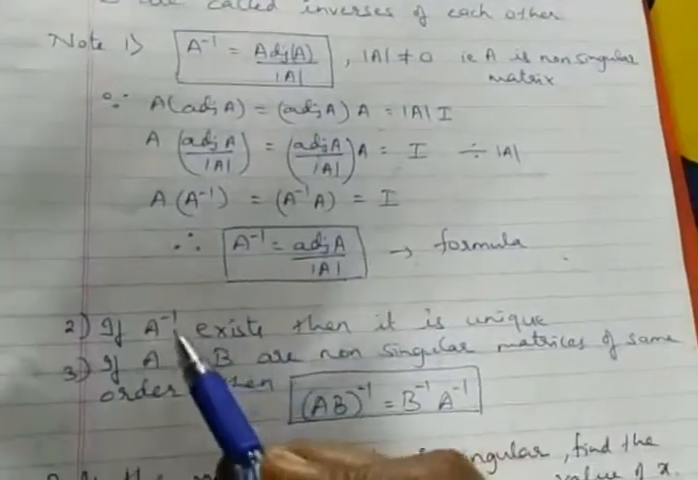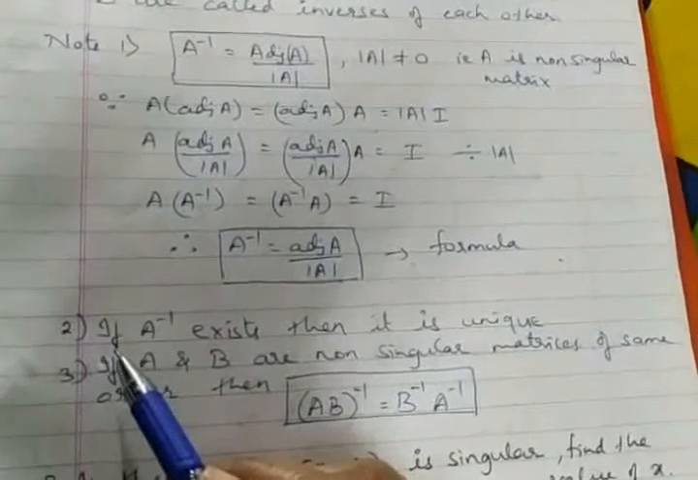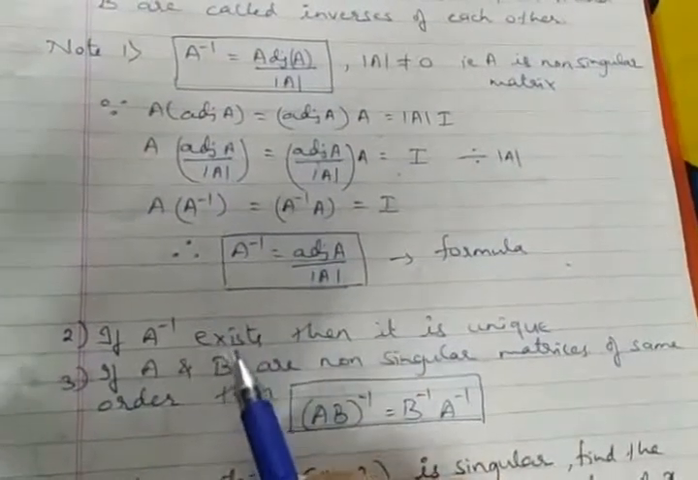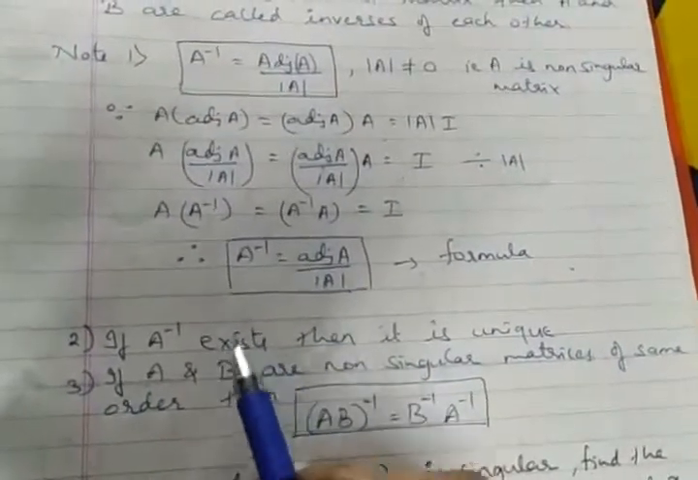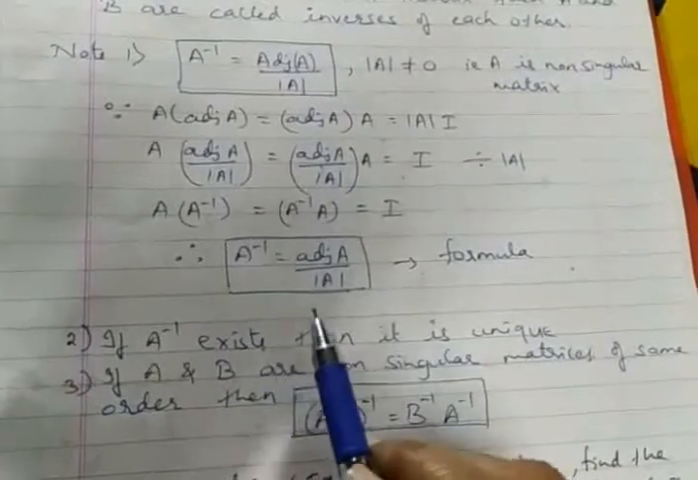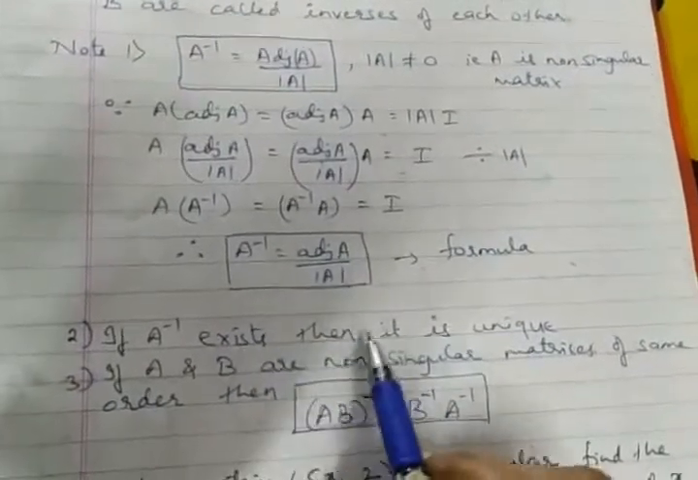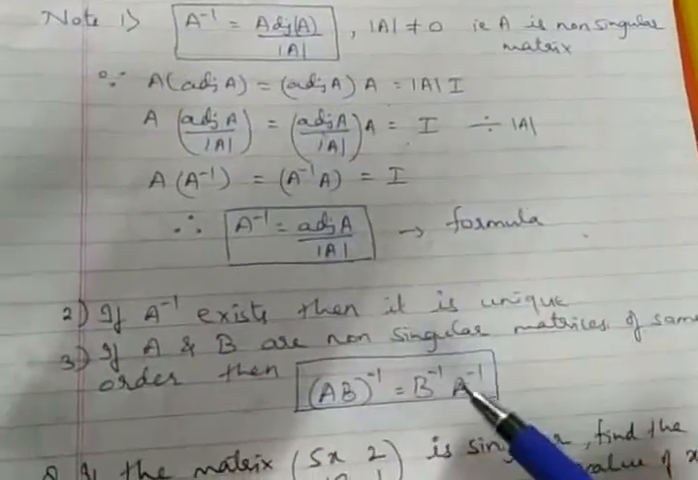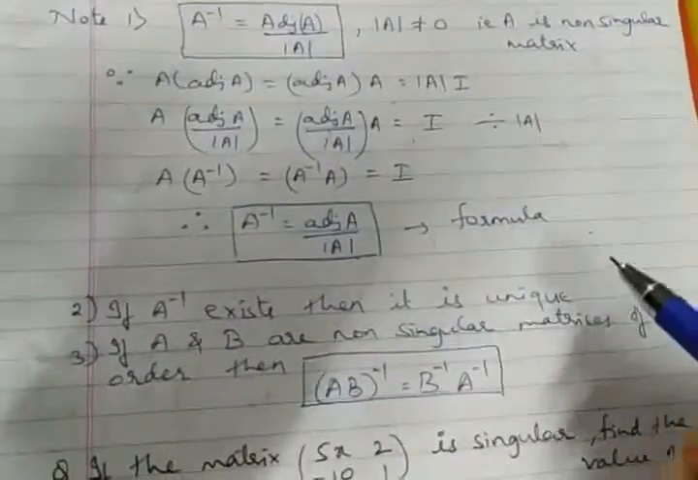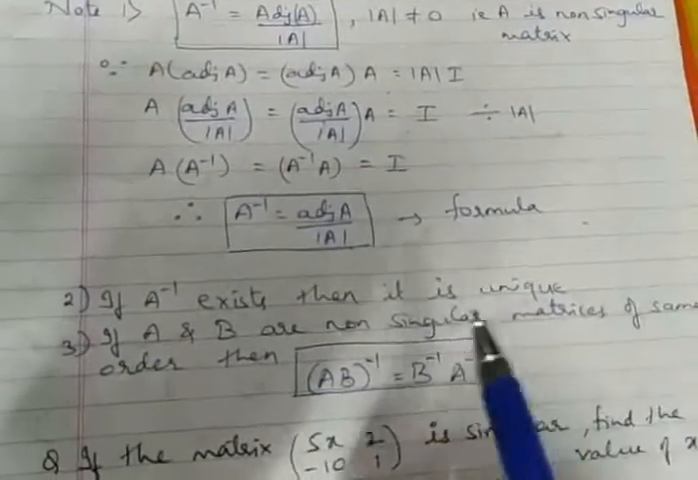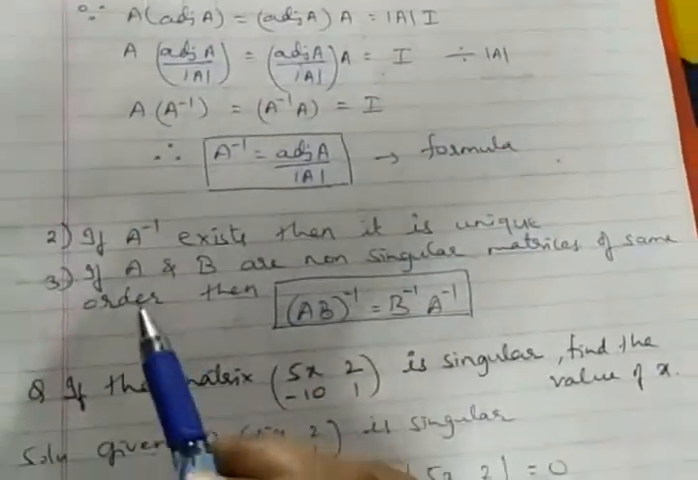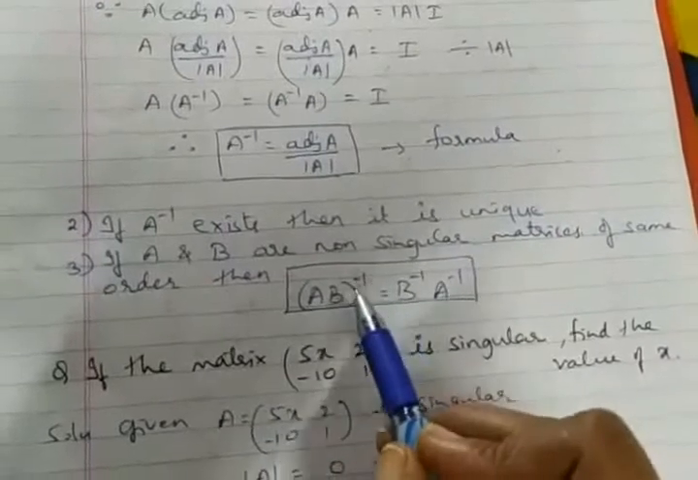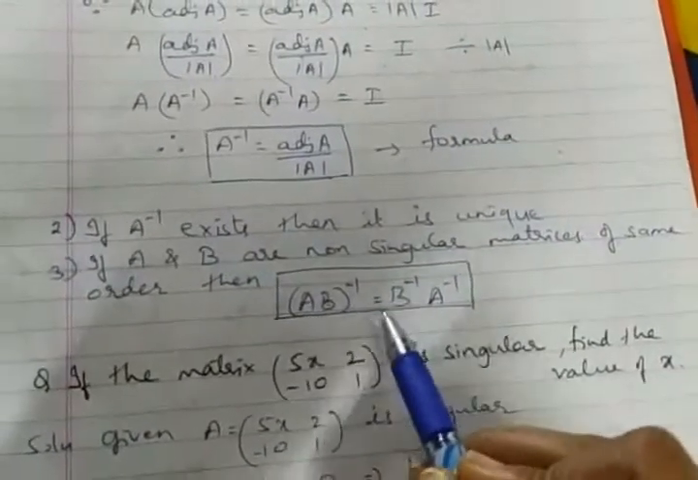Got it? So the note number 2 says, for A inverse to exist, the determinant value should not be 0. If it exists, then it is unique. It is only one. It is not that one person solves and gets one answer and another person solves and gets a different answer. It's unique.